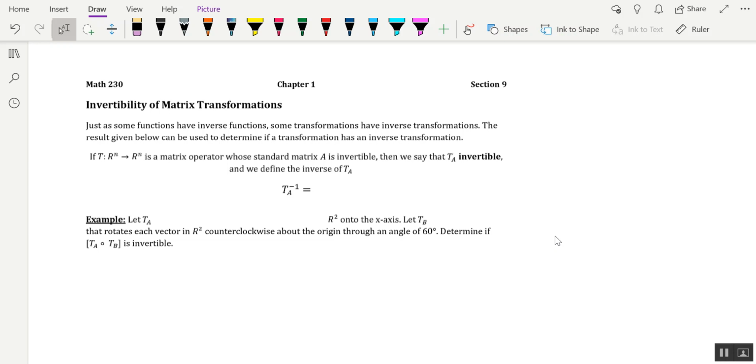So I have a result here that will allow us to ascertain if a transformation has an inverse transformation. It says, if capital T, which is meant to designate a transformation, maps n space to n space, is a matrix operator. Not only is it a transformation, but it's an operator because it's going from one space back to the same space, whose standard matrix A is invertible, then that automatically implies that the transformation as a whole is invertible. And this would be the notation representing the inverse transformation. And this actually can be thought of as the original transformation, only using the inverse of the original standard matrix.